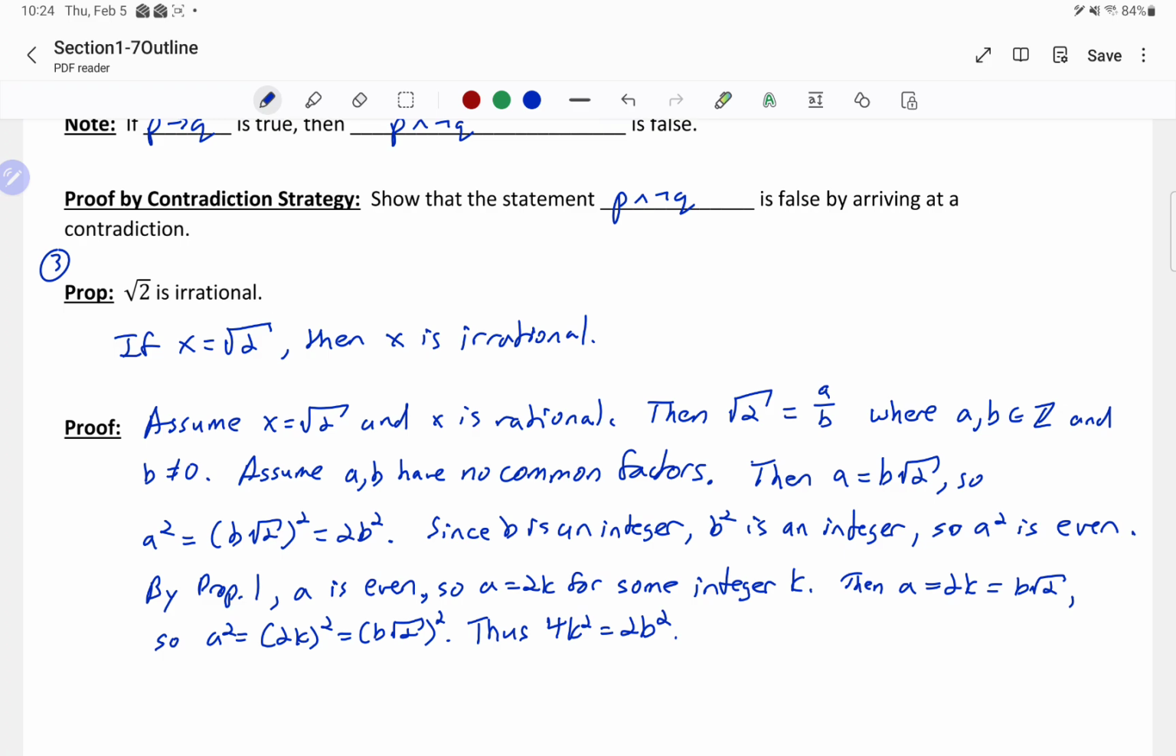Okay? So 4k squared is 2b squared. I'll divide through by 2, so 2k squared is equal to b squared. So what does that tell me? b squared is even. So I'll even make this statement: since k is an integer, k squared is an integer, so b squared is even.